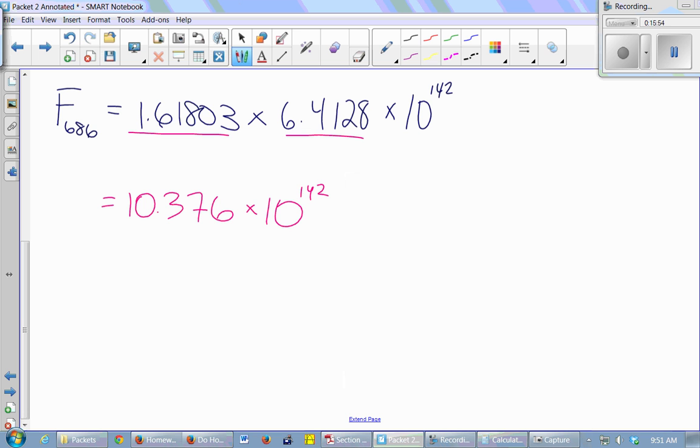Again, this number is correct. That is the value of the 686th Fibonacci number, approximately. And that means you take your 10.376 and move your decimal 142 places to the right. But the rules of scientific notation, and when I say rules, I mean the convention of scientific notation. When you're dealing with numbers that are really huge or really small, they have a ton of zeros, right? And you indicate how many zeros there are by a power of 10.